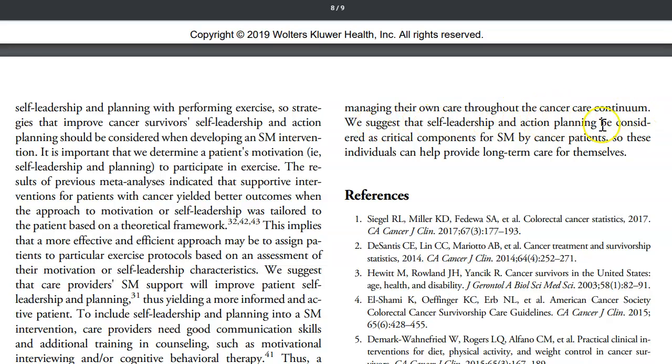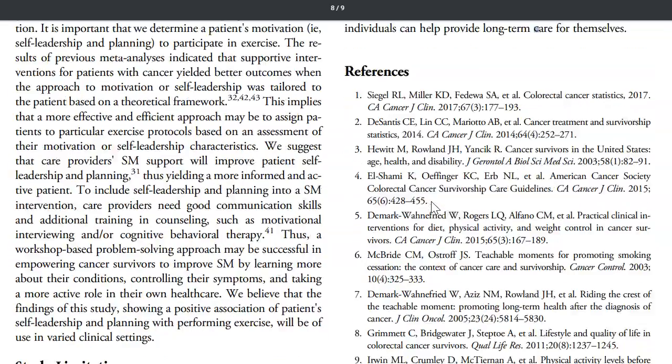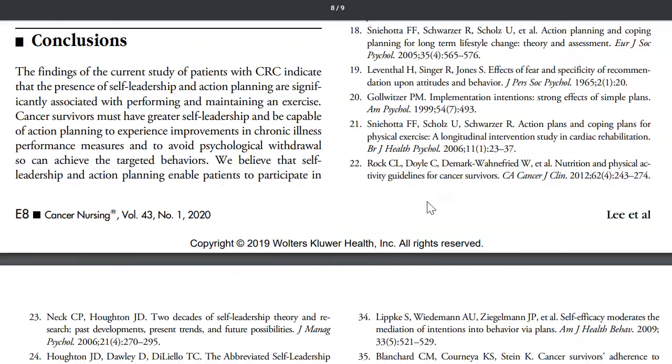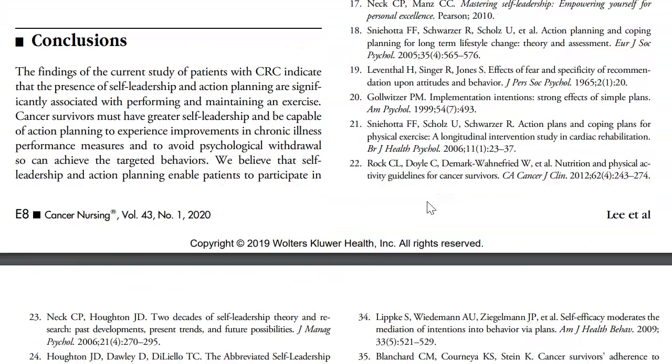We suggest that self-leadership and action planning be considered as critical components for support management by cancer patients, so these individuals can help provide long-term care for themselves. All right, so that is their conclusion. And so you're basically just going to summarize that to say the authors think that having greater self-leadership and planning is highly associated with being able to better maintain exercise after a cancer diagnosis over 6 months' time, and just leave it at that.